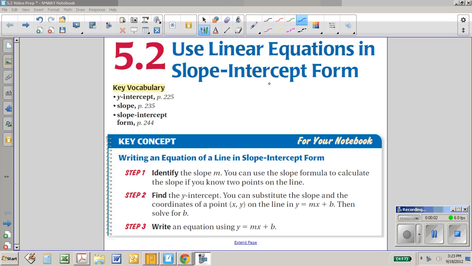Okay, so in this section, we are learning to use linear equations in slope-intercept form. So in section 1, we found them, and now we're going to use them. So just wanted to review 3 vocabulary words with you.